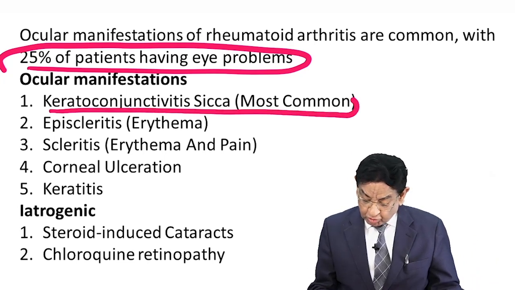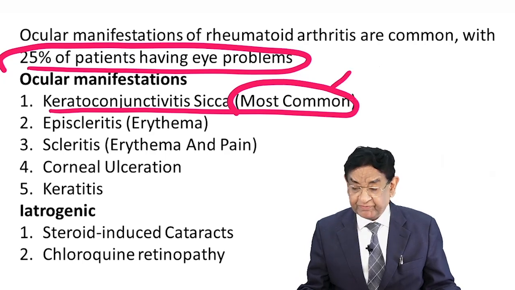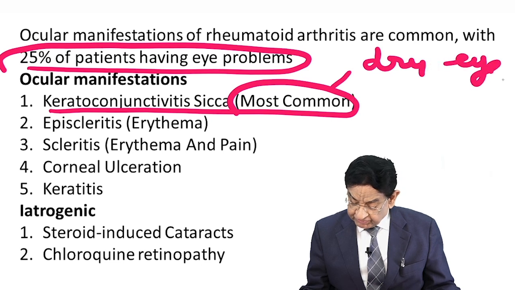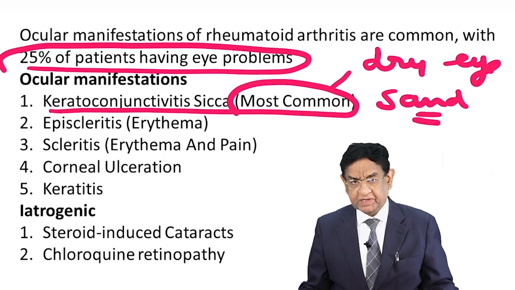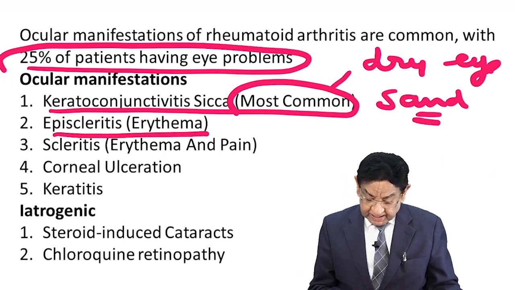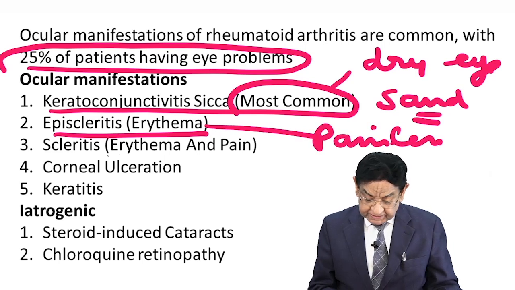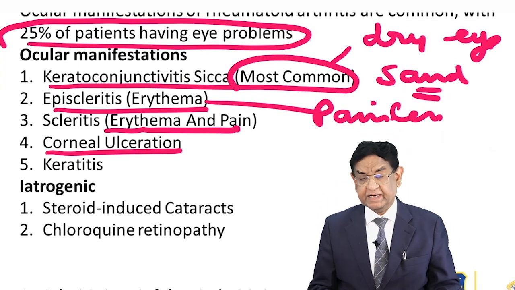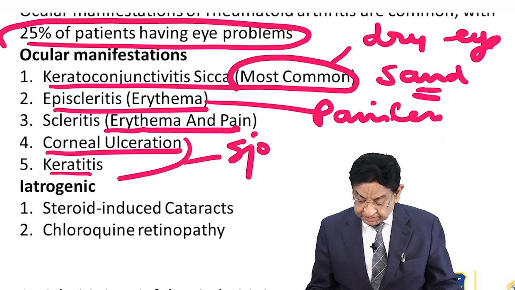Keratoconjunctivitis sicca is the most common. If they ask the most common, it is keratoconjunctivitis sicca, and they can ask it as a feeling of sand in the eyes. Dry eyes with a feeling of sand-like particles in the eye is the classical thing that we get in keratoconjunctivitis sicca. In episcleritis, eyes are red but painless. Scleritis is redness with pain, and corneal ulceration can occur. And keratitis especially occurs when the patients develop Sjogren's syndrome.